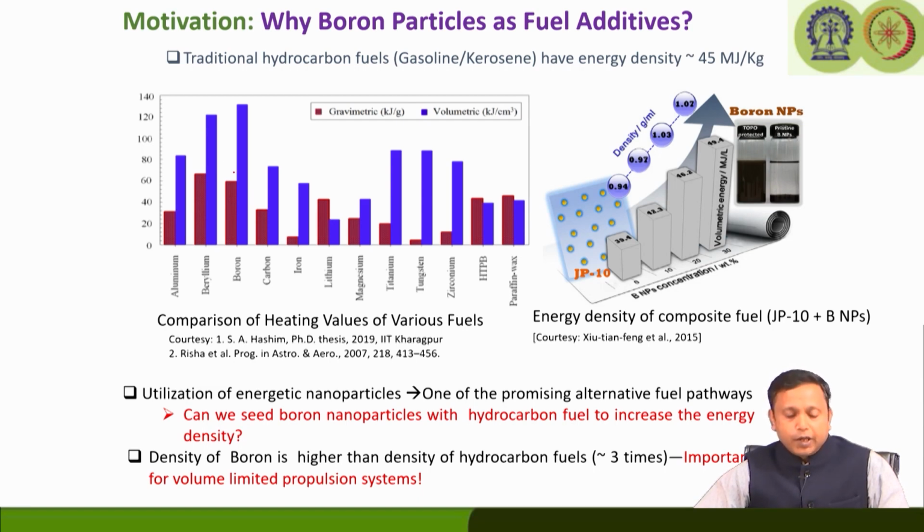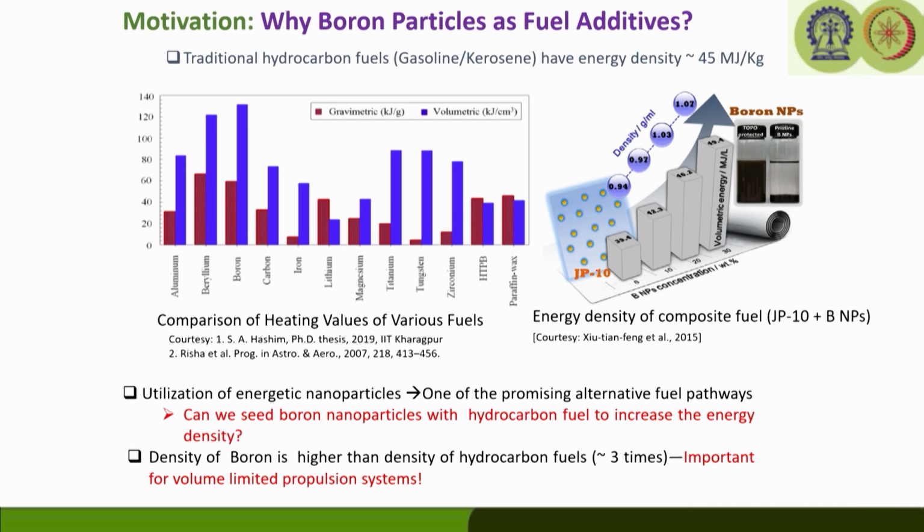So, the second candidate is boron, which has the highest volumetric heating value, and that is very important for volume limited propulsion systems. Research has been going on for several decades on how to use boron particles in propulsion application. If you compare boron particles with polymeric fuel such as HTPB or paraffin wax, you can see the heating value of boron, both on a gravimetric and volumetric basis, is quite a bit higher than HTPB or paraffin wax. Now, if you consider liquid fuel, this figure is given for the comparison of boron's heating value with that of JP10.